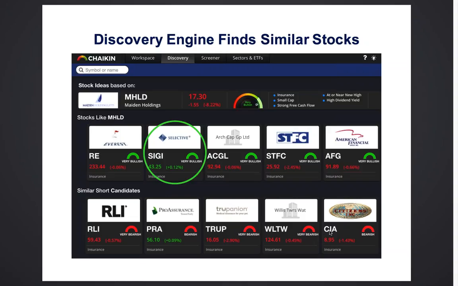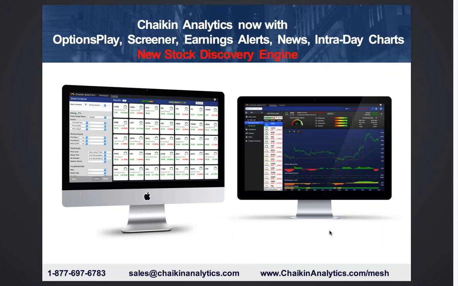Future versions of this, which we've built into Chaikin Analytics, will actually learn from your experience with the program and push you ideas based on your preferences. Right now, we launched the simple version and we're getting great feedback. It's the first time we featured this. So we're doing this for the Atom Mesh subscribers. Now, Chaikin Analytics has options play, a screener, earnings alerts, news, intraday charts, and now our new stock discovery engine.